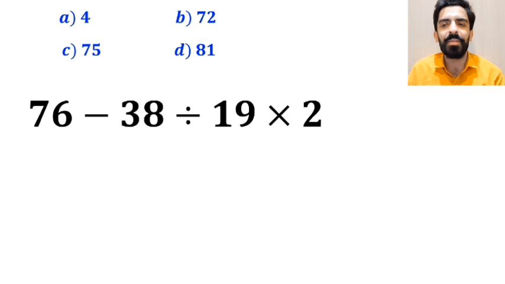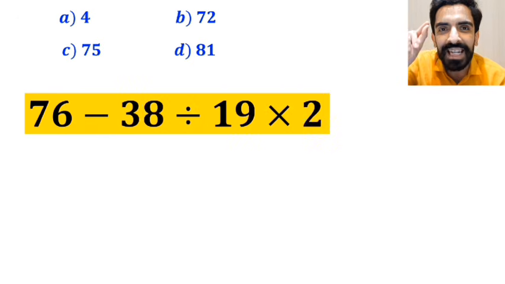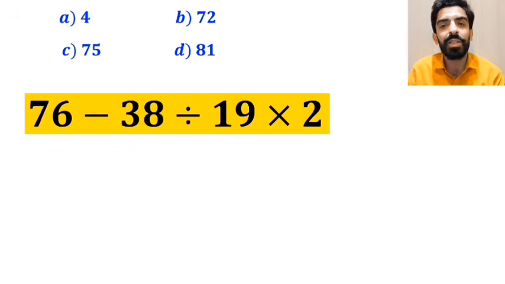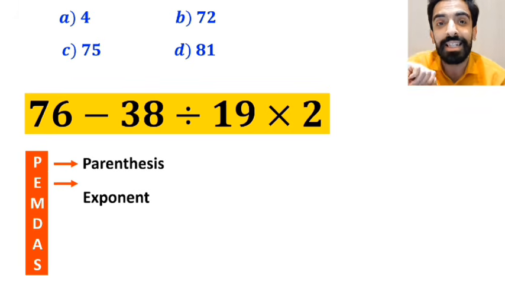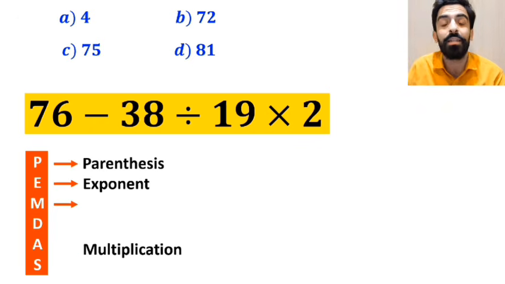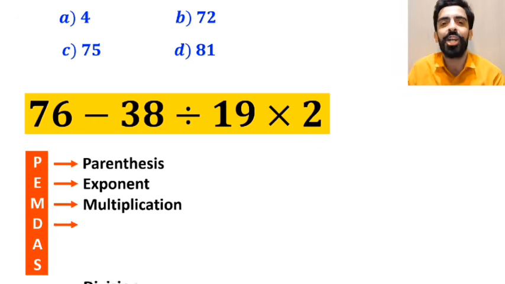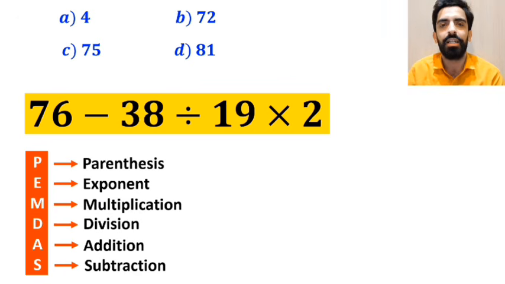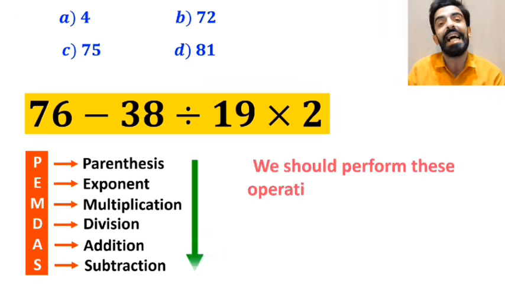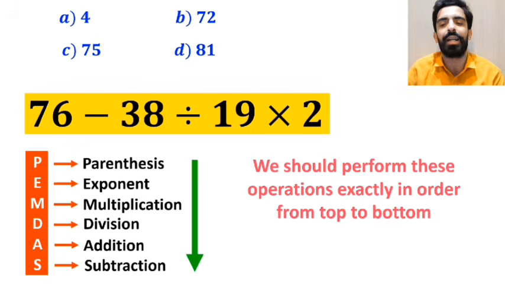Alright, now let's go step by step together and show you how to solve this expression properly. To solve this question, we must follow a rule that is called PEMDAS. In this rule, P stands for parentheses, E stands for exponent, M stands for multiplication, D stands for division, A stands for addition, and S stands for subtraction. We should perform these operations exactly in order from top to bottom.